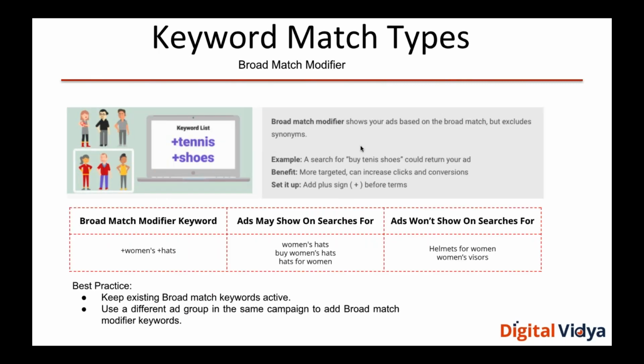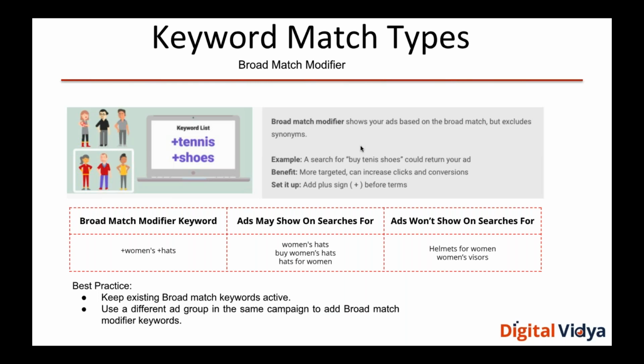Alright. Then we move on to broad match modifier. A broad match modifier keyword is basically a broad match keyword with a plus sign before it. So if you're having a two-worded keyword like let's say tennis shoe or women's hats, if you put a plus sign before either of the words or both words, that changes the match type to a broad match modifier.